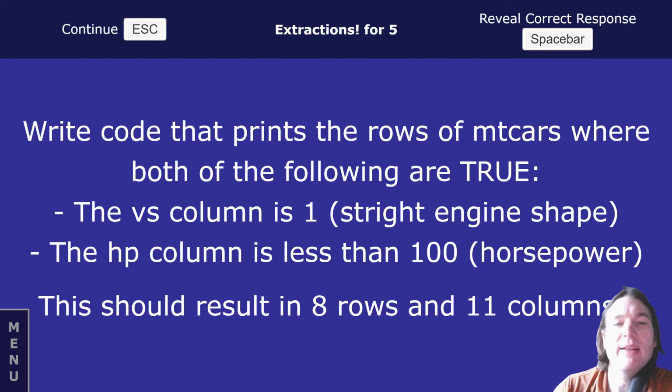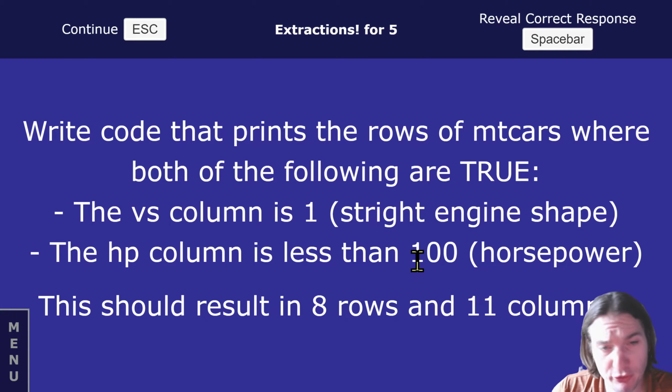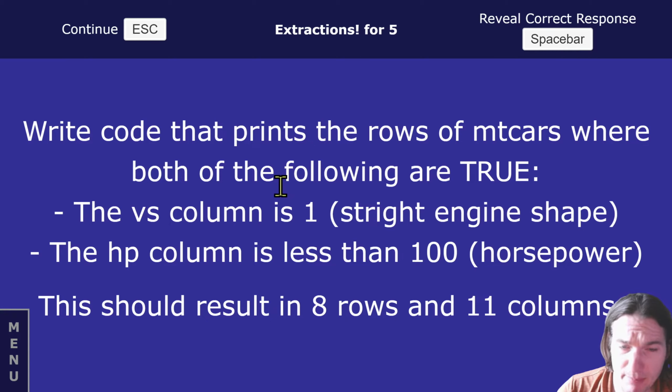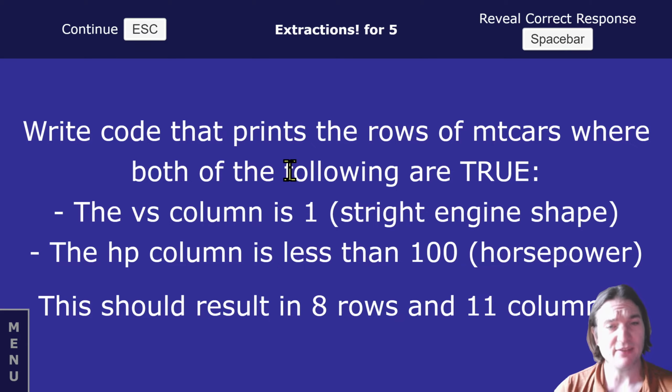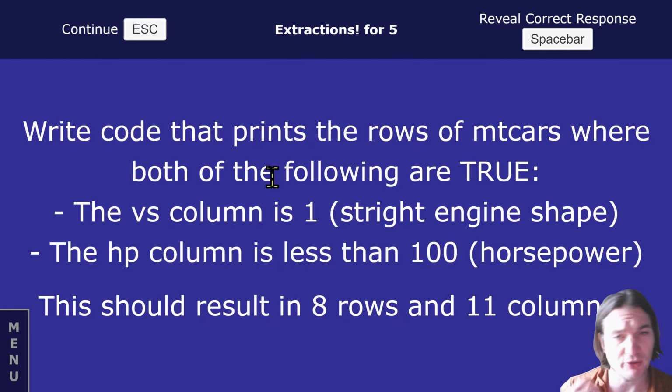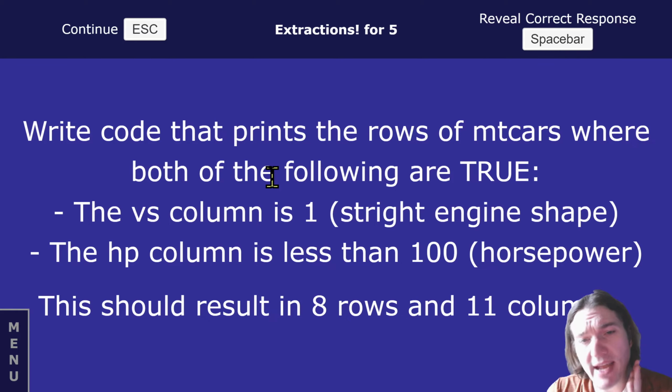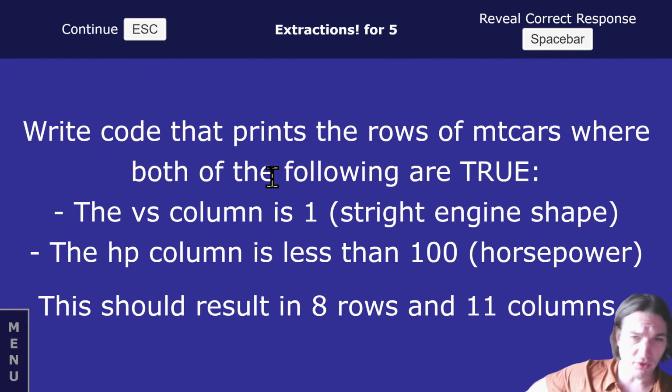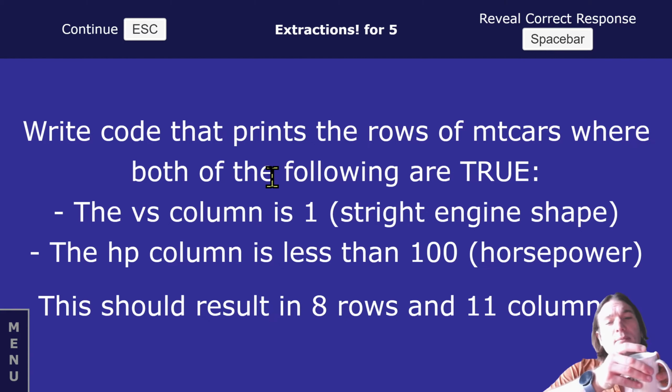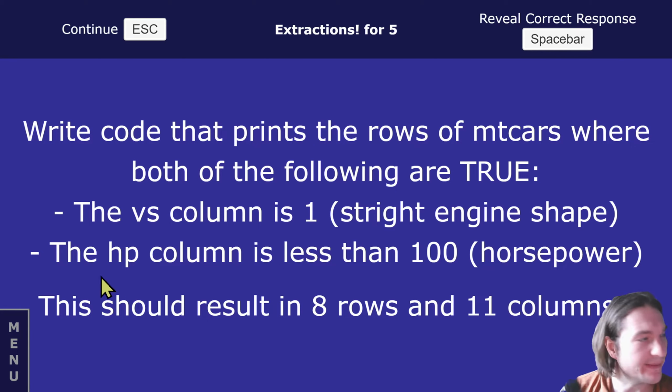All right, write code that prints the rows of mtcars where both are true. The vs column is 1, so that means you'll need to extract the vs column and then say equals equals 1. That's it. Then the hp column, so you need to extract the hp column, is less than 100. Less than symbol, 100. Pretty straightforward. Really, I think the biggest trick is both are true. That means they need to then be joined. So you create logic on the left, you create logic on the right, you join them together with an ampersand. If you had additional things that needed to be true, you could keep on stringing together more ampersands. As long as they were all the same length, it would work out correctly.